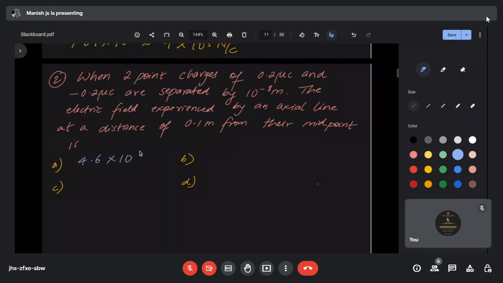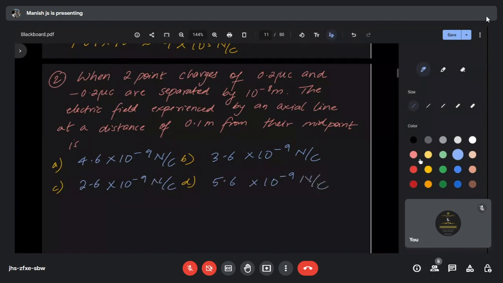4.6 into 10 power minus 9 newtons per coulomb is the first option. Second one, 3.6 into 10 power minus 9 newtons per coulomb. 2.6 into 10 power minus 9 newtons per coulomb, and one more is 5.6 into 10 power minus 9. Yes, the answer is in these. These are the options.